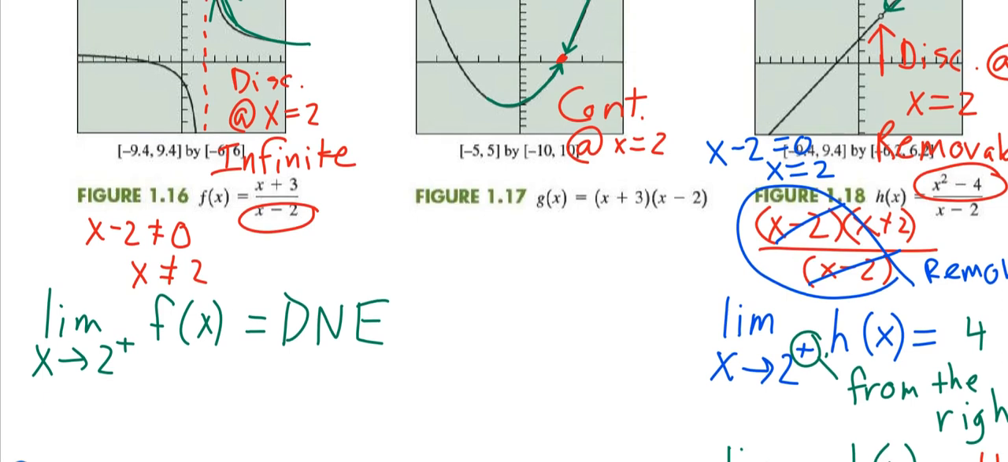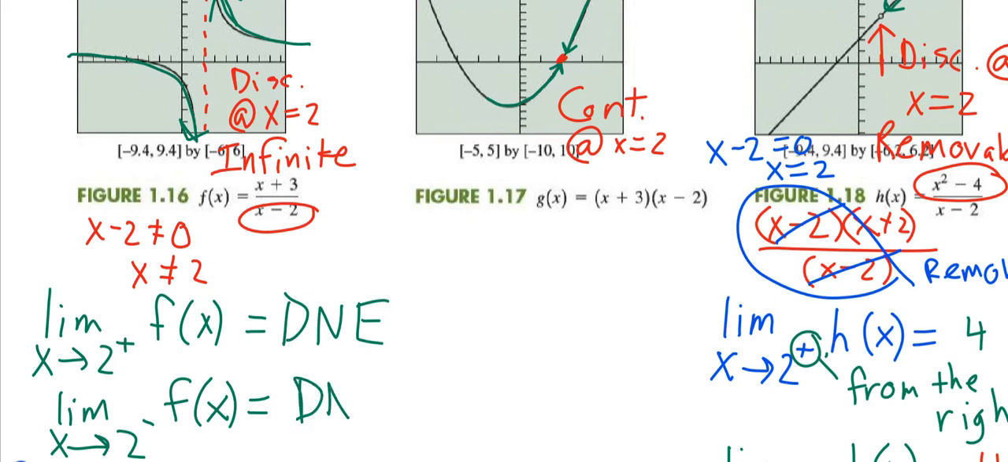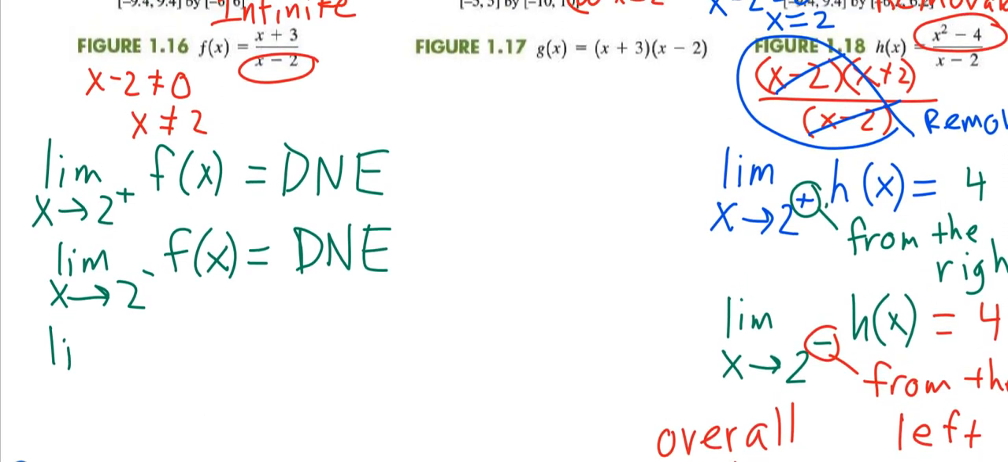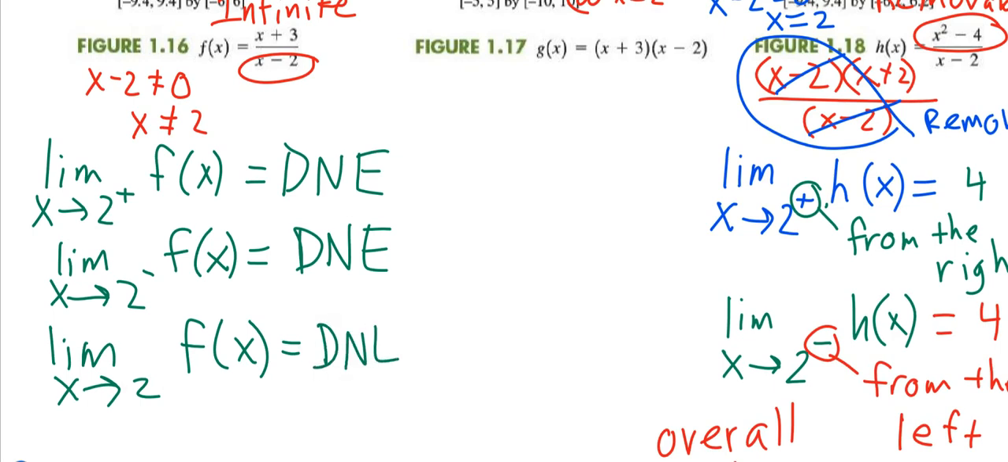All right, well, how about the limit as x approaches 2 from the left? As you approach from the left, what's going on? Same thing? Does not exist, that's true. So what do you think the limit as x approaches 2 of f of x is? What is the overall limit? DNE, right? Does not exist.